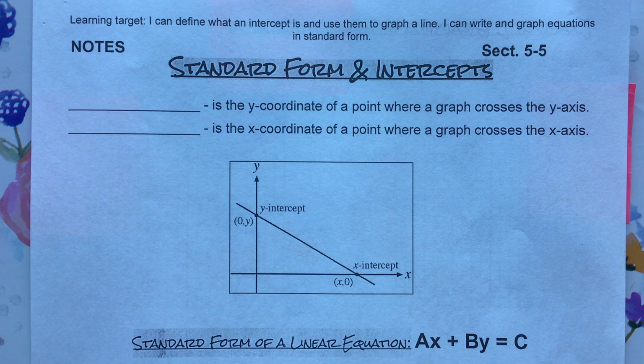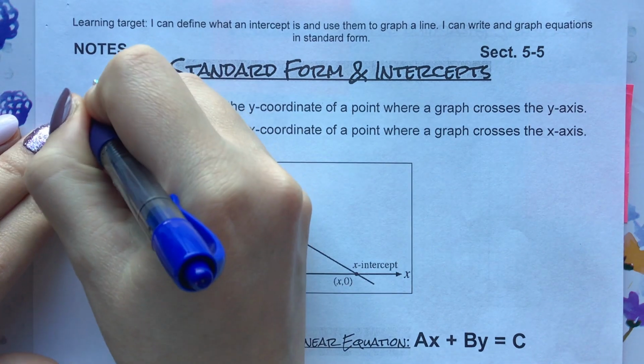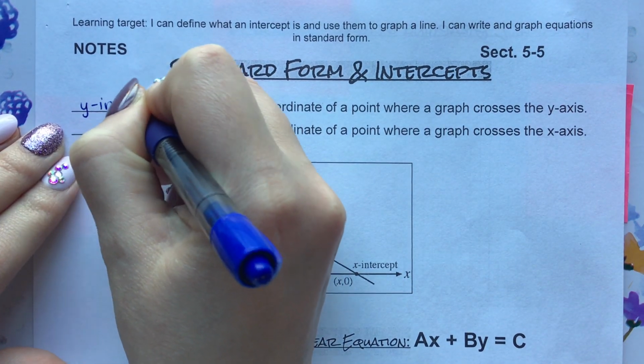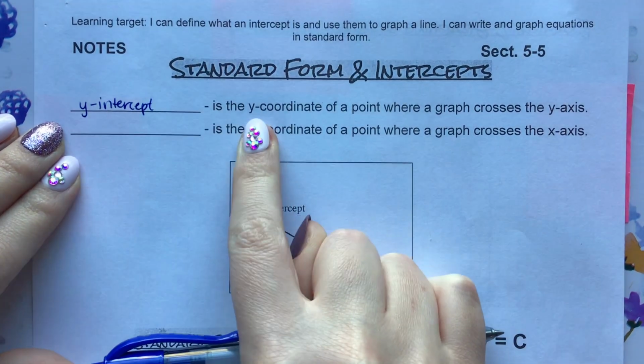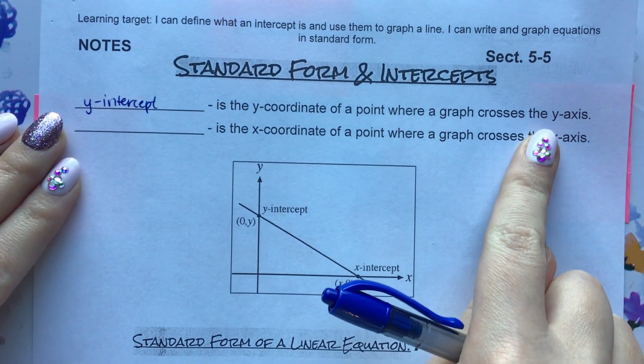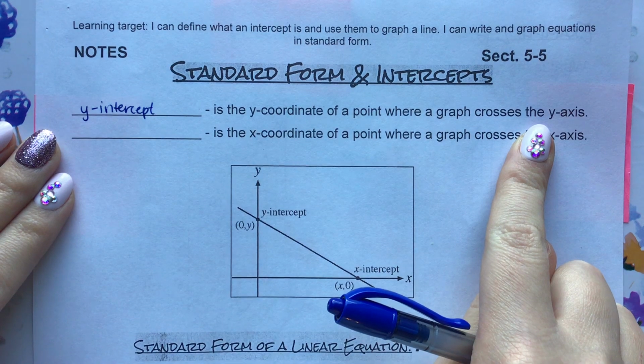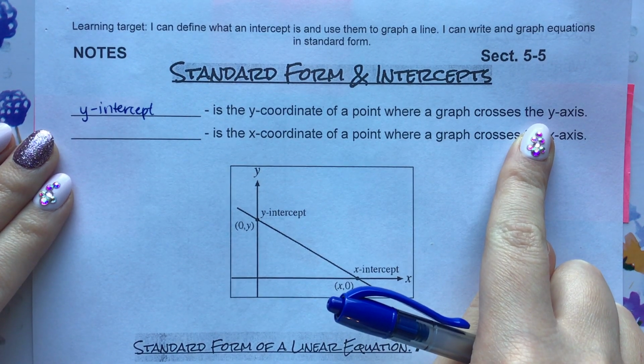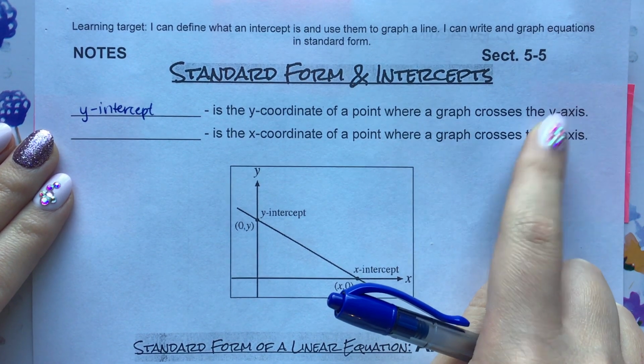So, the first thing we need to do is cover a little bit of vocabulary. First of all, what is a y-intercept? What is an x-intercept? Let's talk about that again. So first of all, a y-intercept is the y-coordinate of a point where a graph crosses the y-axis. So you guys have been familiar with that before. It's where the line crosses the y-axis.